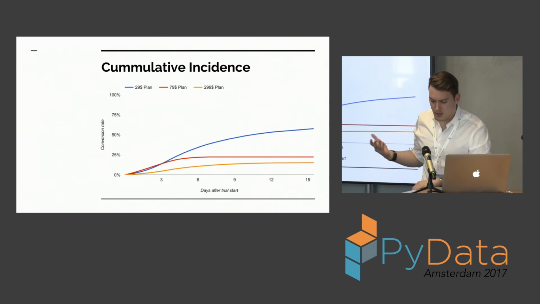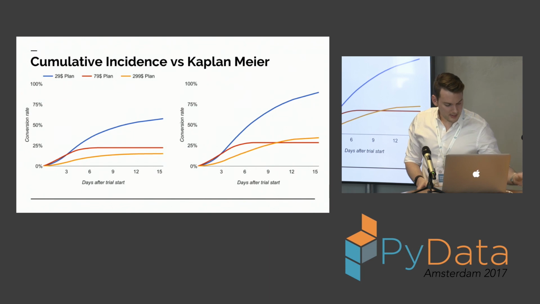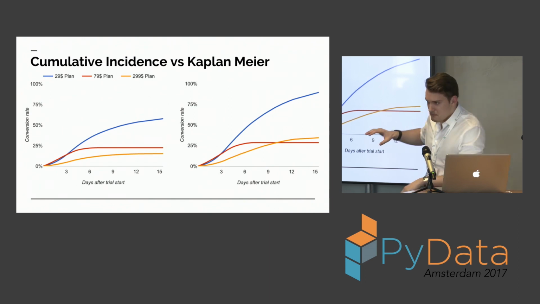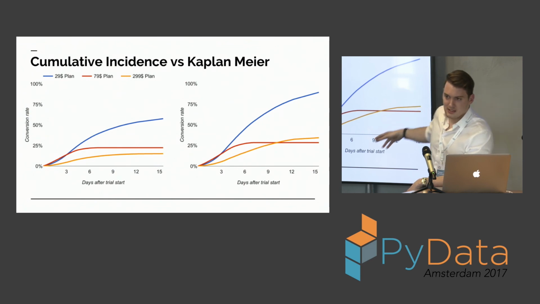And then we get something that's much more reasonable. When we compare them side by side, we see that not only was Kaplan-Meier overestimating the chances of conversion, but the ordering of the plans is also different.